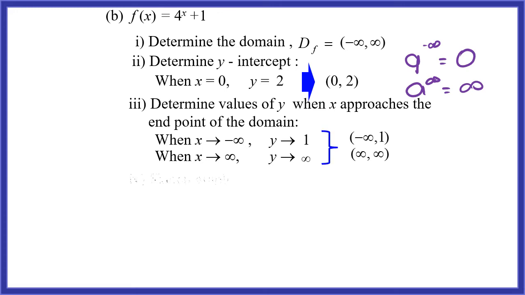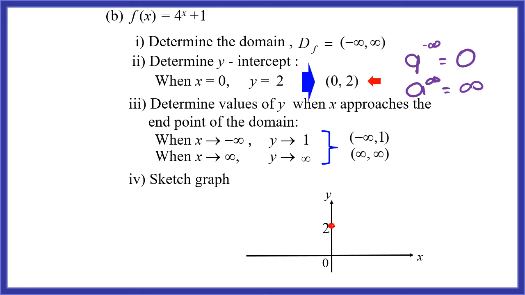So the next step is to sketch the graph. Plot the points: (0, 2), and then as x approaches negative infinity, y approaches 1. So this is an approaching side, and if it's an approaching side, we have to draw a dashed line for it. So we draw the line y = 1 here. And the value going to negative infinity is going to the left, approaching 1.